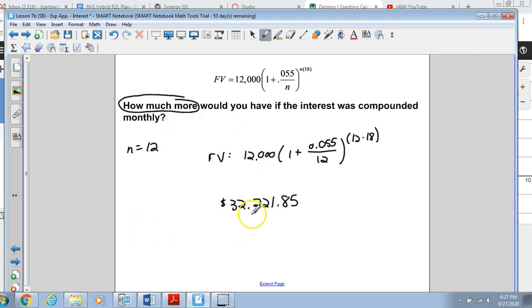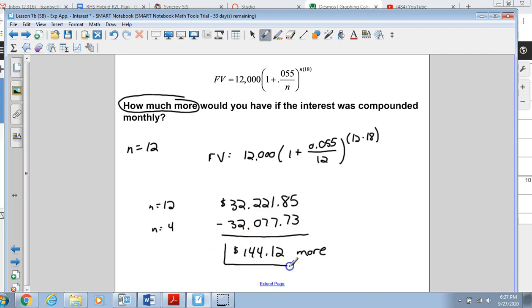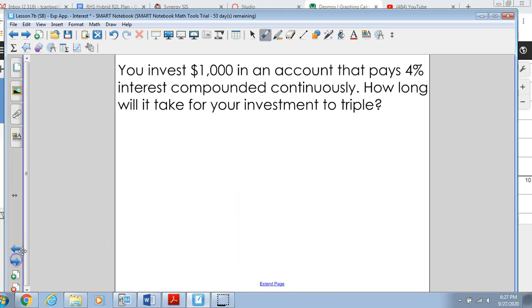So how much more would you have? Well, when it was compounded monthly, n equals 12. When it was compounded quarterly, the amount was $32,077.73. So how much more would you have if we subtract? Then we end up getting a difference of $144.12. So that's how much more you would have if it was in an account where the interest was compounded monthly.